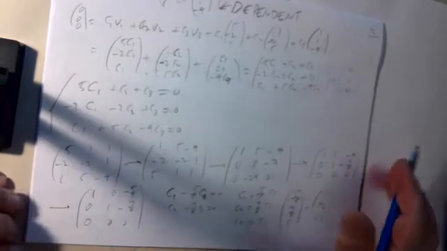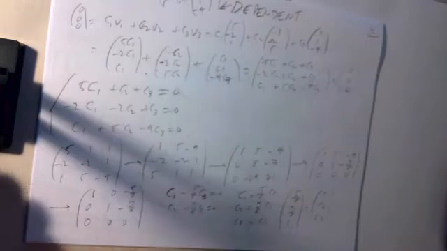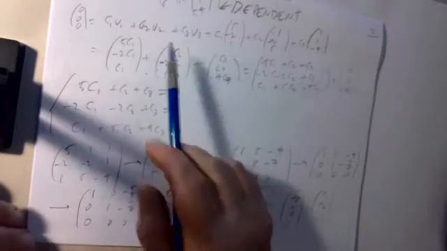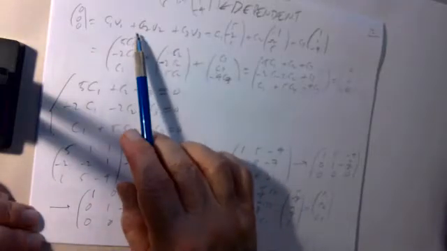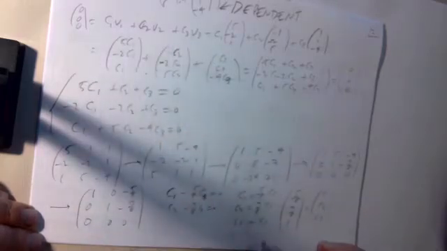Right, so this is what you do. You have a set of vectors. You look for scalars that give you a linear combination equal to the 0 vector, and you find non-zero scalars.